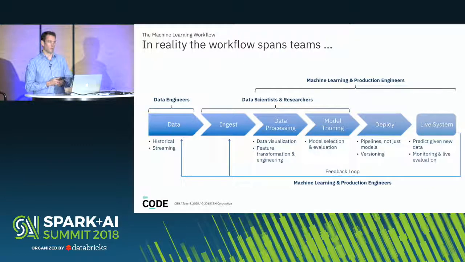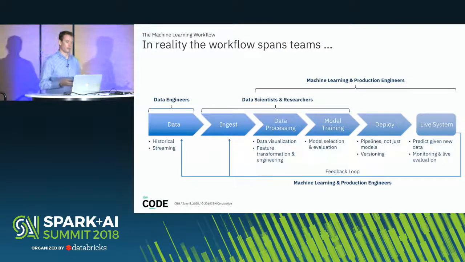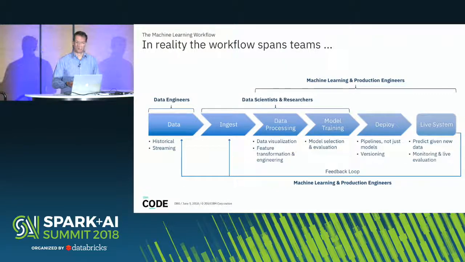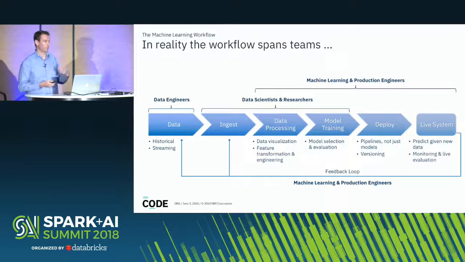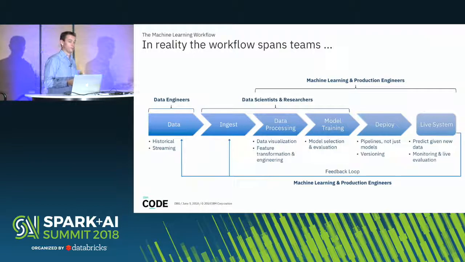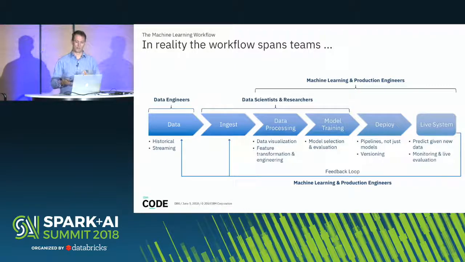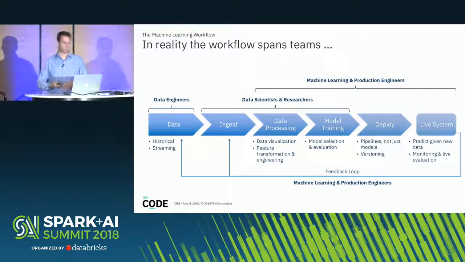And most people think that that is where things end. Once you've found the best model, you're done. But actually, the deployment phase is critically important and often overlooked. So at deployment, you have to worry about deploying not just the model that you trained, but the entire pipeline of transformations and feature pre-processing, and in fact, post-processing that comes with that. You have to worry about versioning and model management. And once you're in that live system, you have to predict given new data and do monitoring and evaluation.